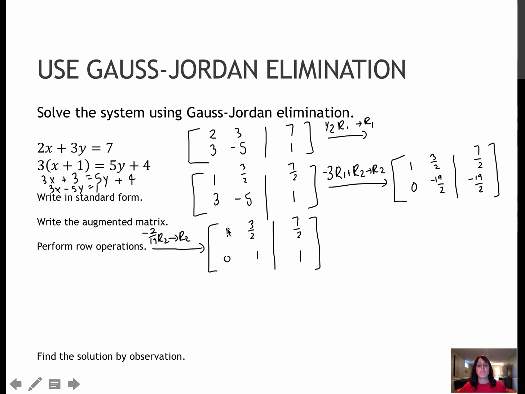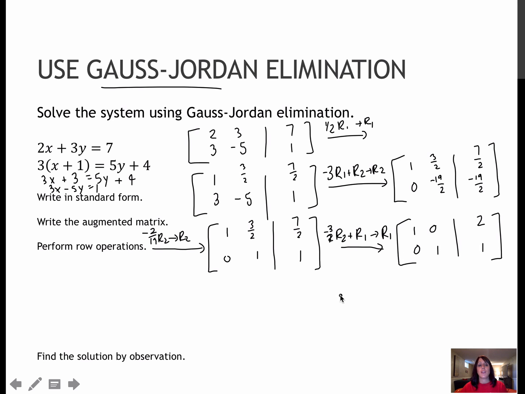And last time we said it's in the correct form because we have ones here and we have a 0. But this 3/2 is now a problem if I'm using Gauss-Jordan elimination. I need to turn that into a 0. So I'm going to take negative 3/2 times R2 plus R1 to get my new R1. So negative 3/2 times 0 is 0 plus 1 gives me 1. Negative 3/2 times 1 is negative 3/2 plus 3/2, that gives me 0. Negative 3/2 times 1 is negative 3/2 plus 7/2 gives me 4/2, which is 2. Notice this one didn't change.